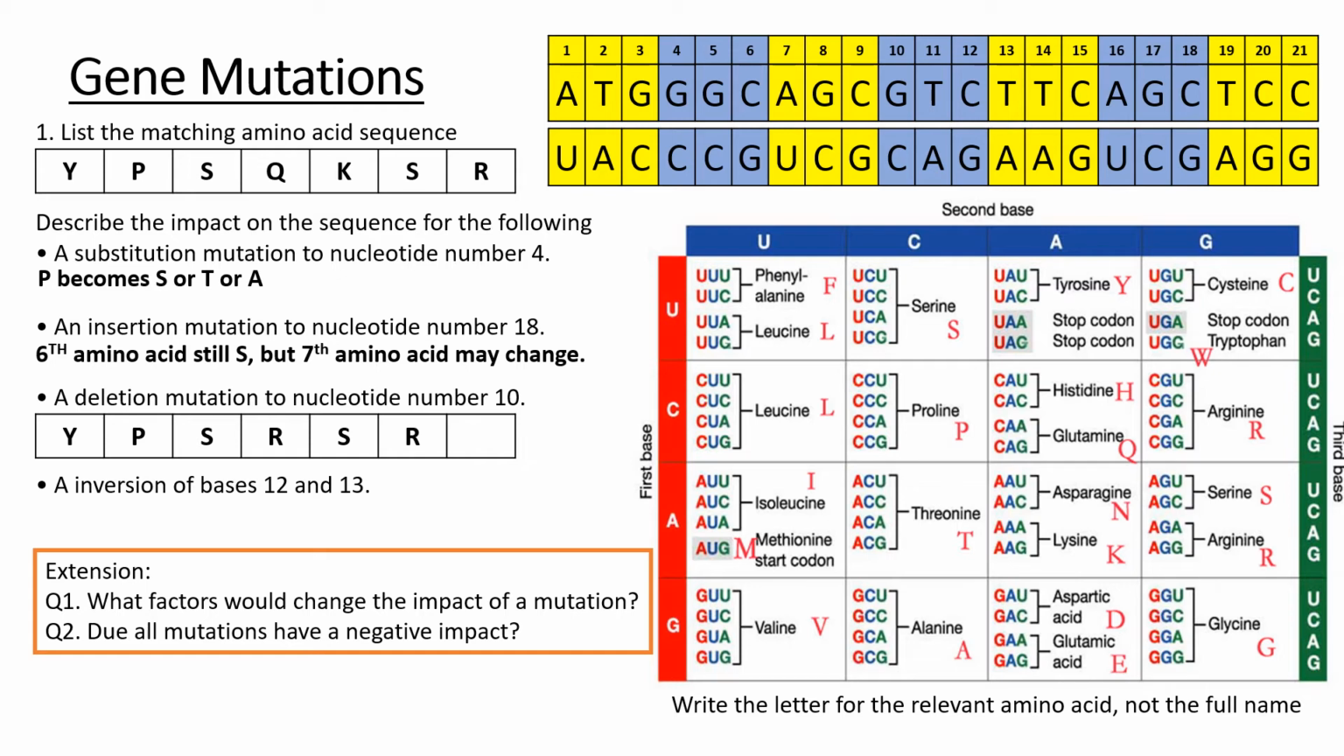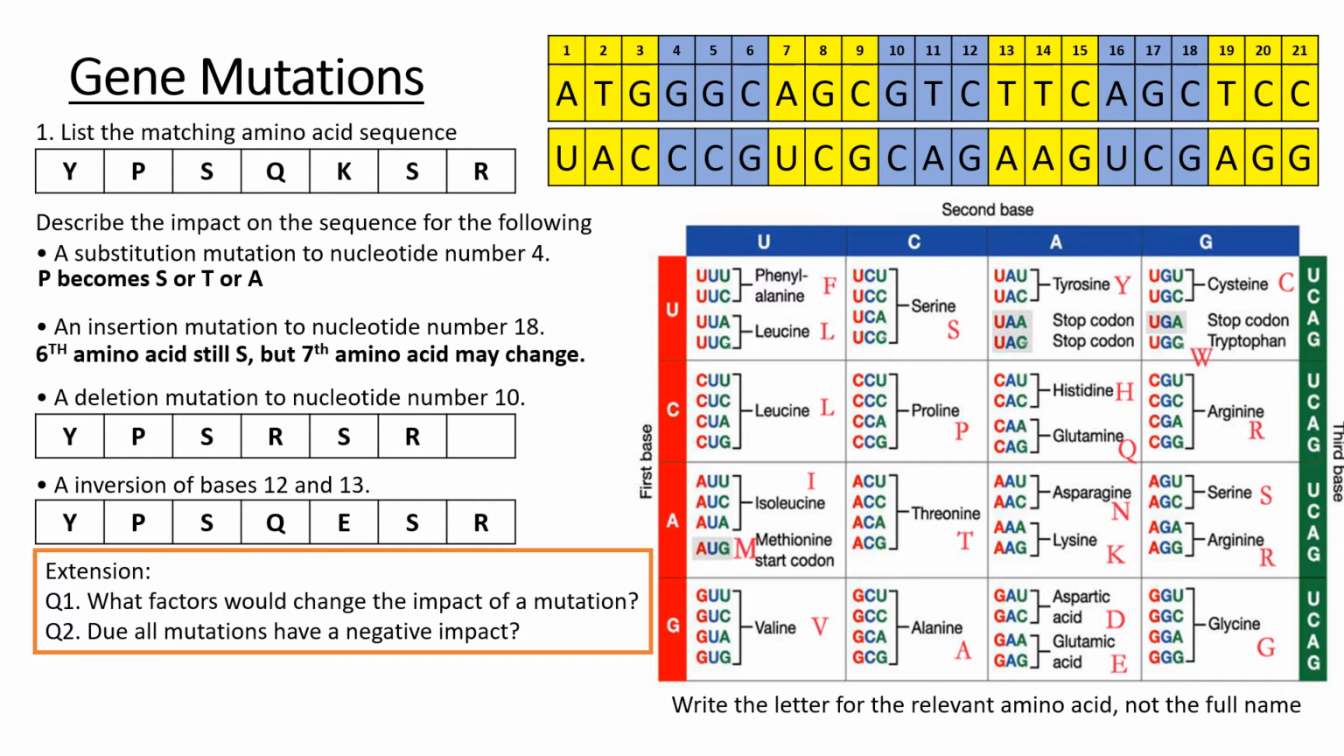If we have an inversion of 12 and 13, we still have the same number of amino acids, but we simply swap around what amino acid number 4 and 5 are in the sequence.